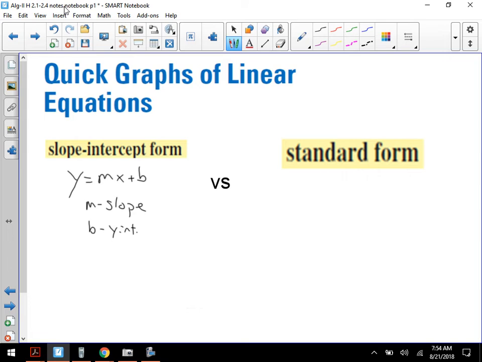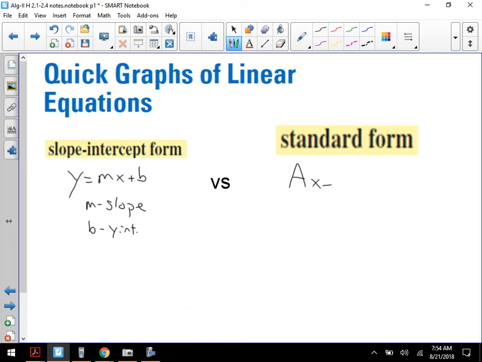The other form that you dealt with a lot of times in terms of graphs, sometimes they were given to you in what was called standard form. Do you vaguely remember what standard form looked like? You're close. Your standard form was ax plus by equals c. And that was what we called standard form of the equation.